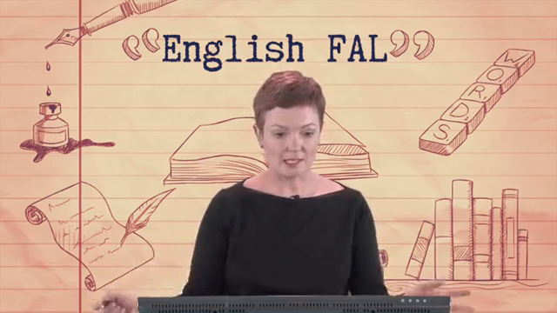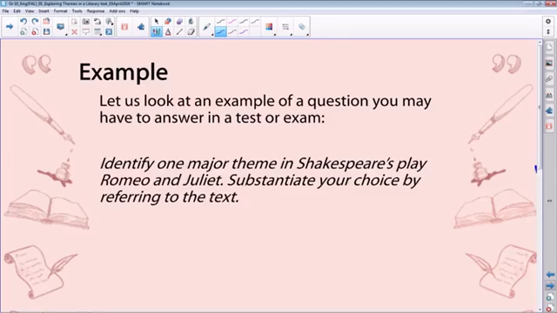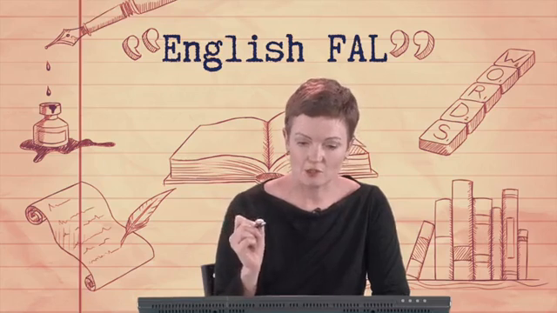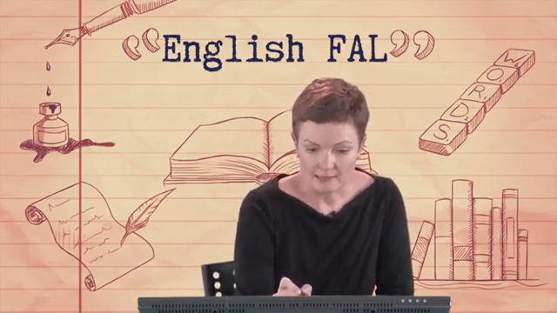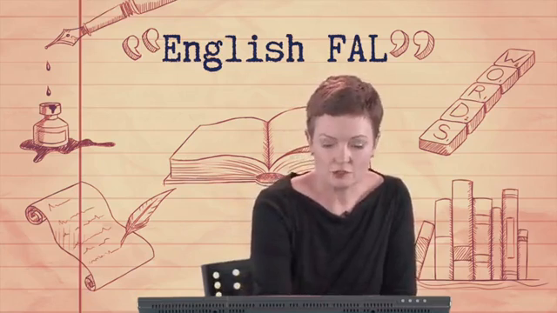So the question is, identify one major theme in Shakespeare's play, Romeo and Juliet. Substantiate your choice by referring to the text. Now, this is a very general question. I don't think you'll get anything as general as this, but we're just using it as an example. I have my pen, I'm sitting down, and now I want to highlight what I really need to do.